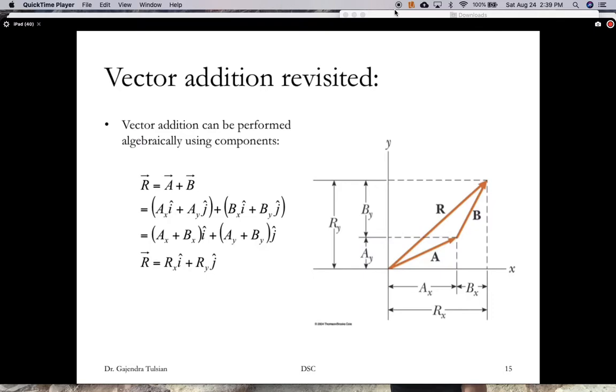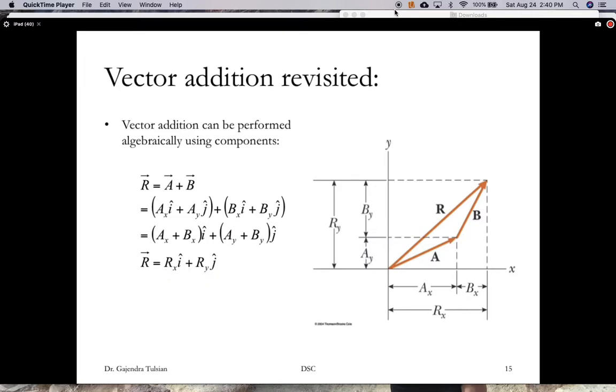It's good to have a picture, but here's A in terms of its components, AXI plus AYJ. And here's B in terms of its components. And now here are the rules for adding vectors in component form. You just add the components together. So the x component of R would be just the sum of the two x components, and you add the two y components together. Okay, and so that's how you add vectors.